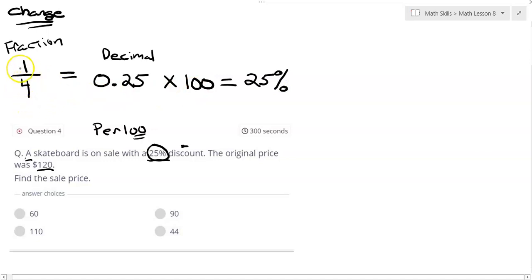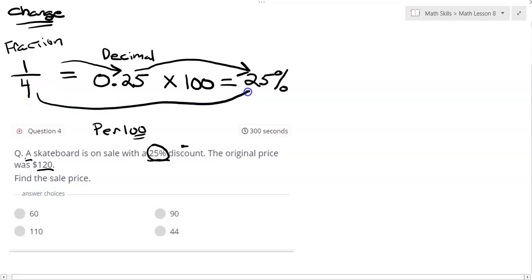So to summarize, the fraction 1/4 is the exact same value as the decimal value 0.25. 0.25 is the same exact value as 25%. As long as we follow the rules. We could also say that 1/4 is the same value as 25%.